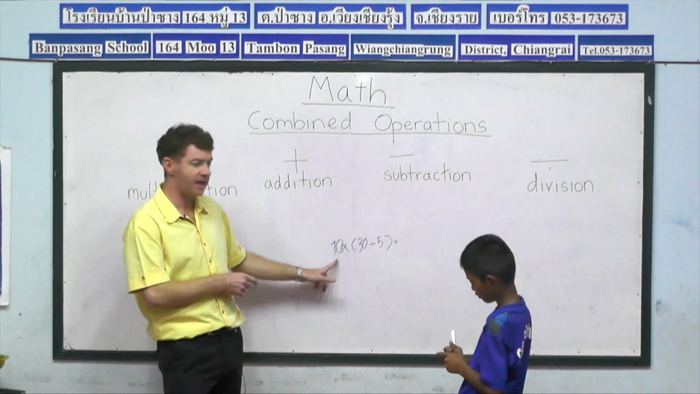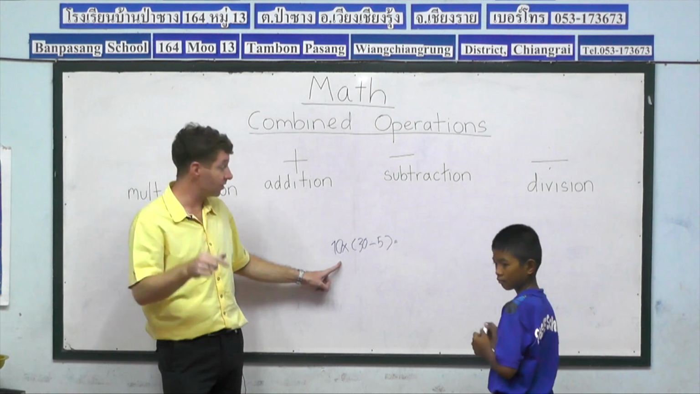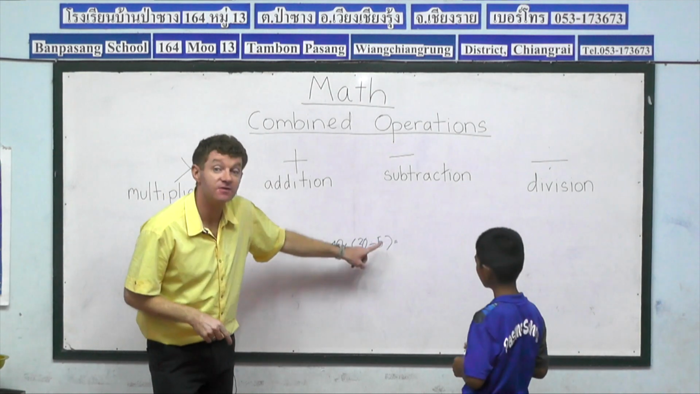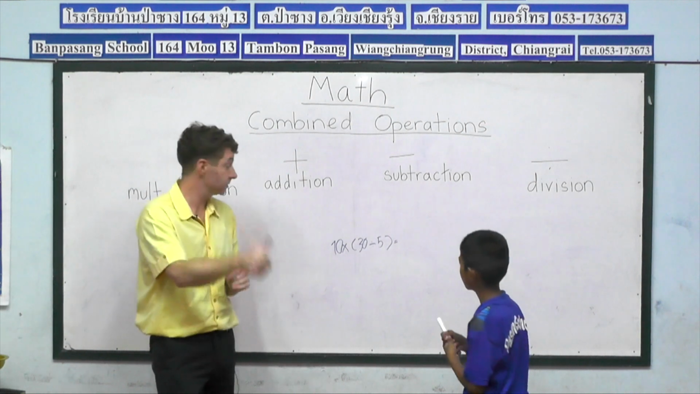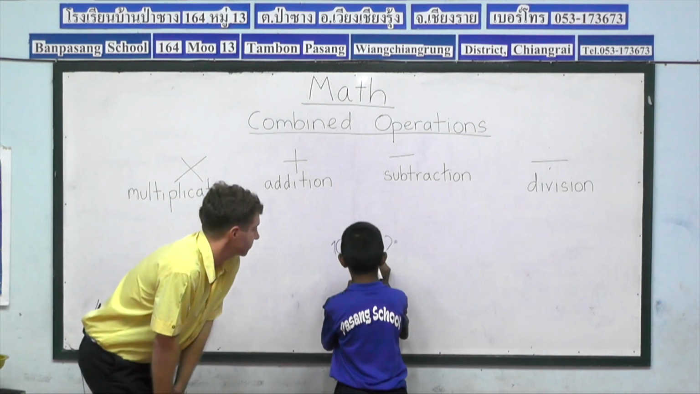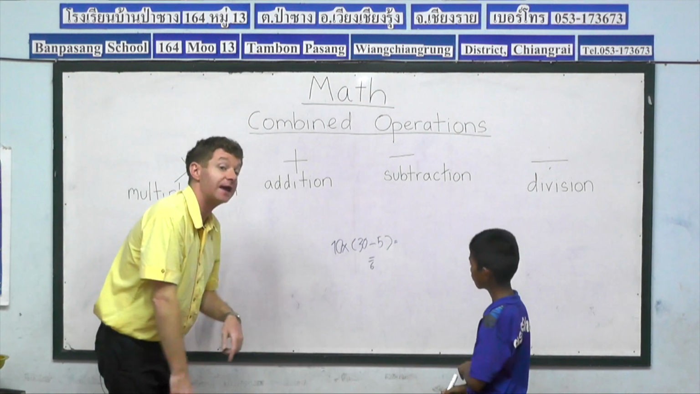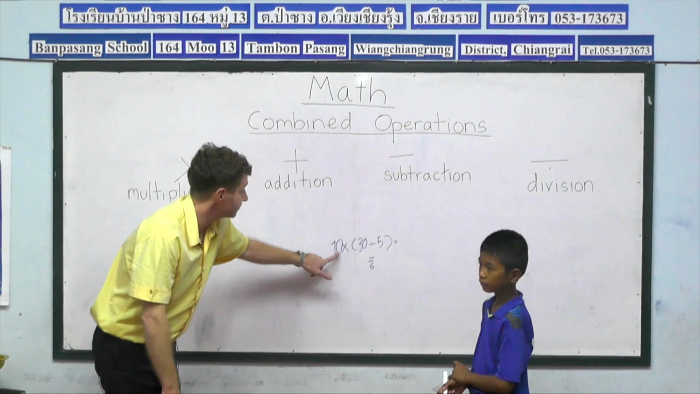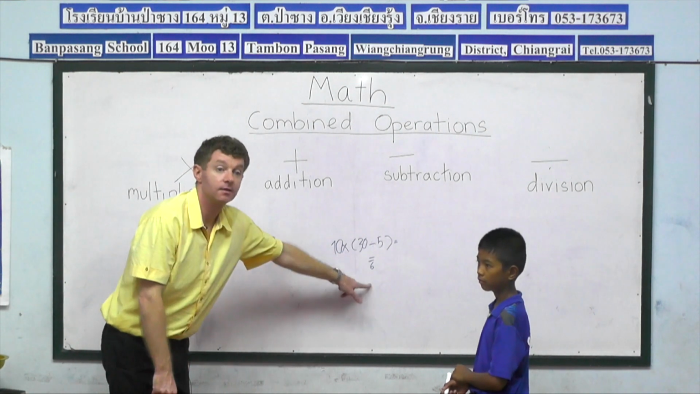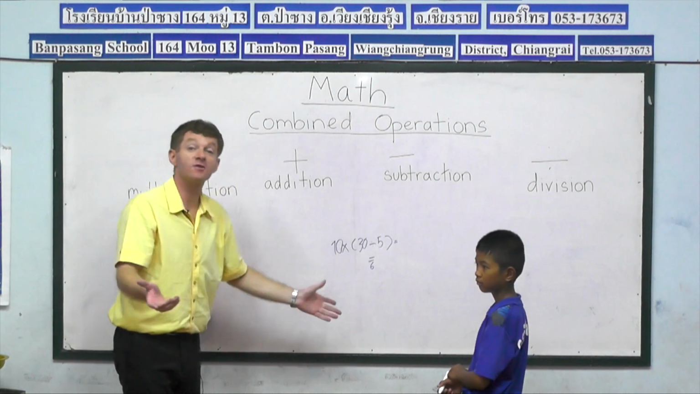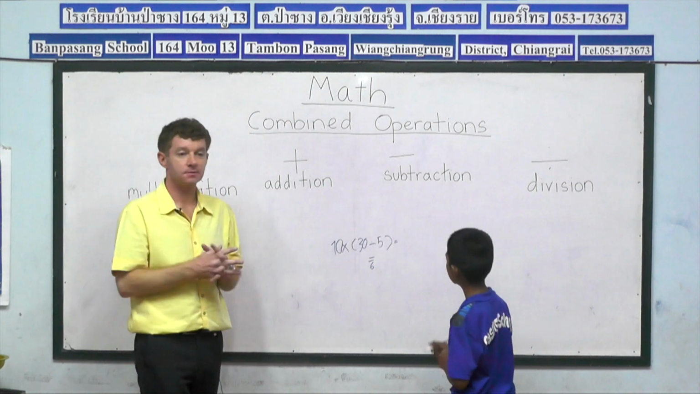Do we start with 10? 30 divided by 5. Always the sum in brackets first. So 30 divided by 5 equals 6. So Pat, we can write 6 underneath. Equals 6. Perfect. Now, our next step, 10 times 6. We need to complete the operation 10 times 6.